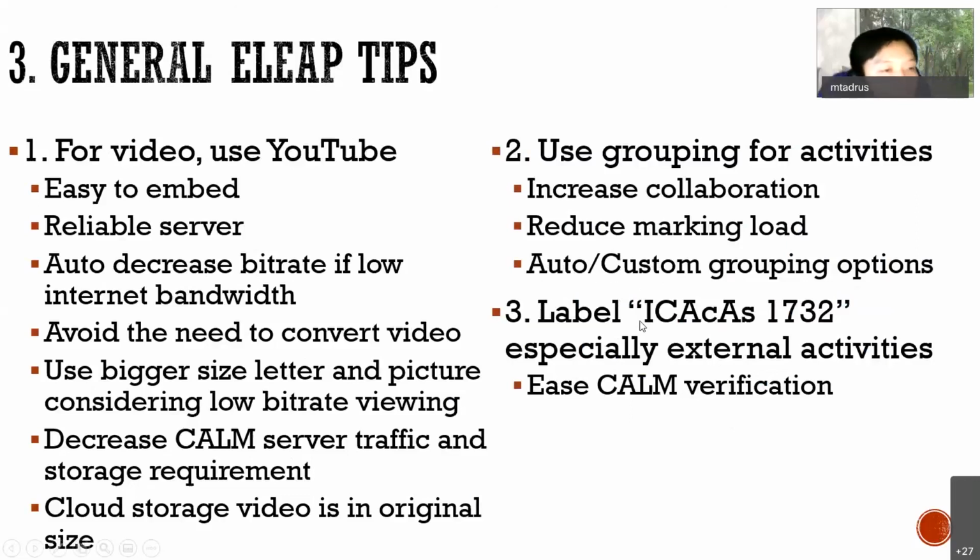And this one we also discussed earlier: information, content, activity, assessment. 1732. I always summarize it like this, so I won't forget. Label it, especially for external activities. It is CAM verification. It will also determine things like what I mentioned earlier: what is an activity, what is an assessment, so it won't be confused with the other.